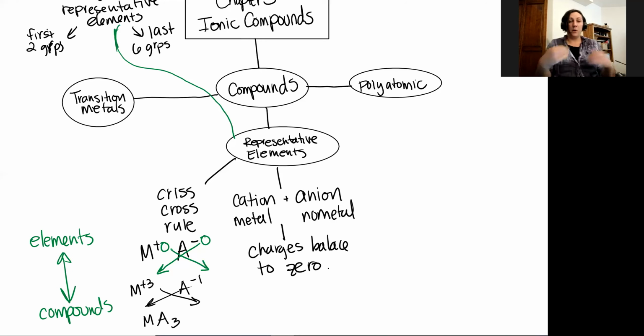and both directions. Take the compound and determine what the element charges are, and then take the charges of elements that you know are combining and determine what the compound is. So you should be able to go either way.